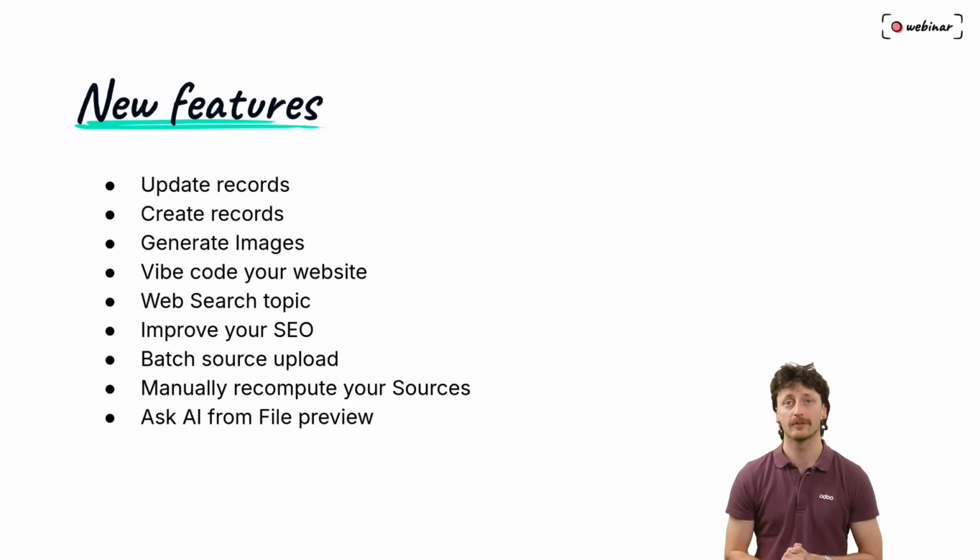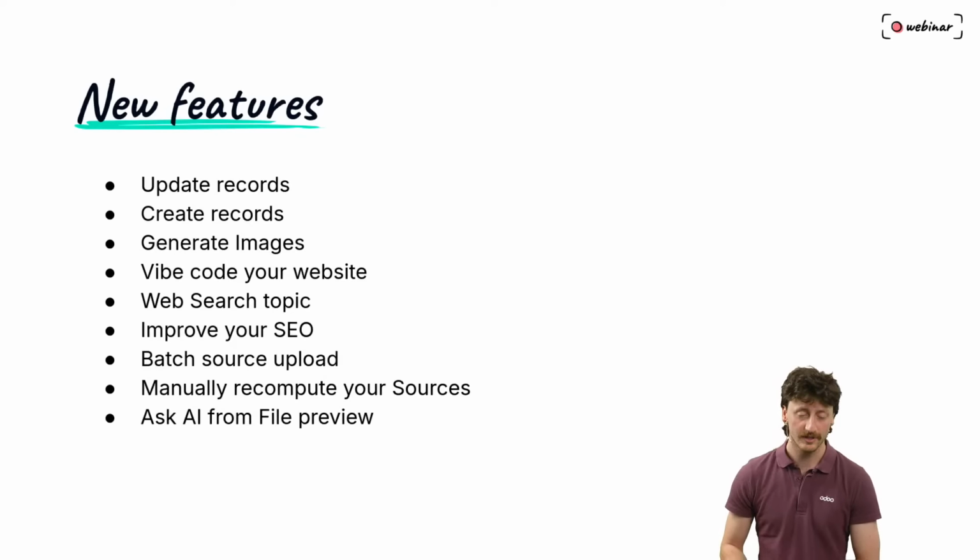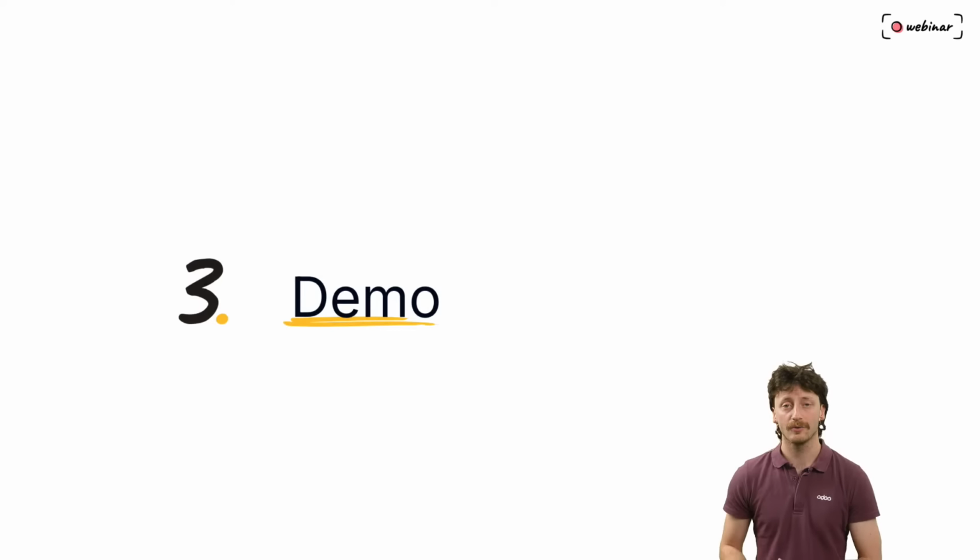And last but not least, we also have the great feature of asking AI agents from the file preview in the document app, which means that I will just have to open a document in the document app, and I will be able to ask the AI agent to explain to me the most relevant stuff that I can find inside this document. So that's it for the features. Let's see together how they actually work in a database.